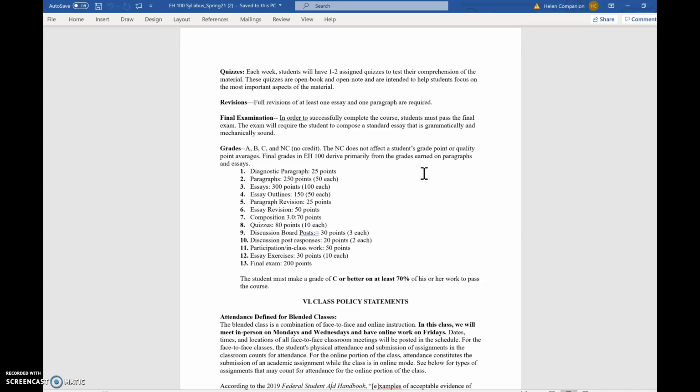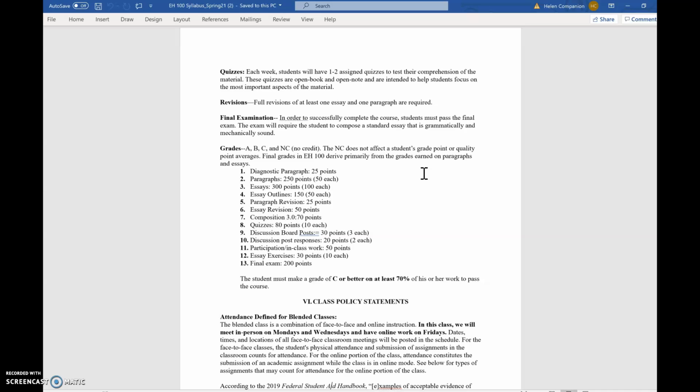The options for grades here are A, B, C, and NC, which is no credit. So if you get below a C, you don't fail the course, but you don't get credit for it either. It doesn't affect your grade point average the way that a D or an F would. So final grades in 100 primarily derive from the grades earned on writing assignments, the paragraphs, and the essays. The diagnostic paragraph is worth 25 points. The paragraphs are worth 50 points each for a total of 250.